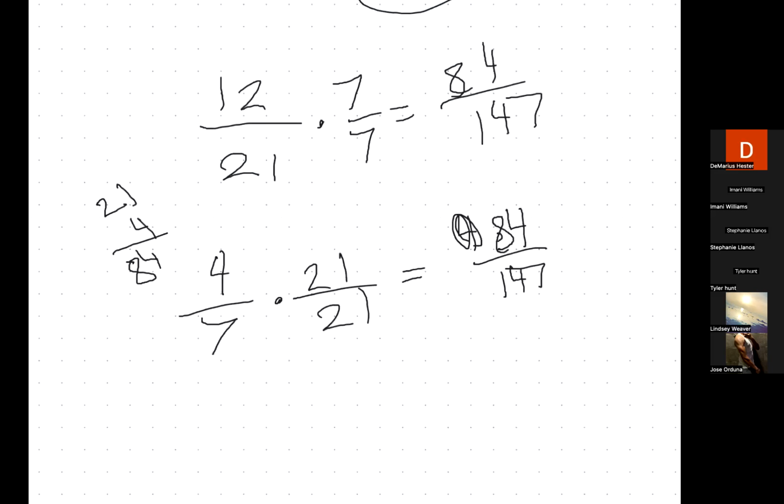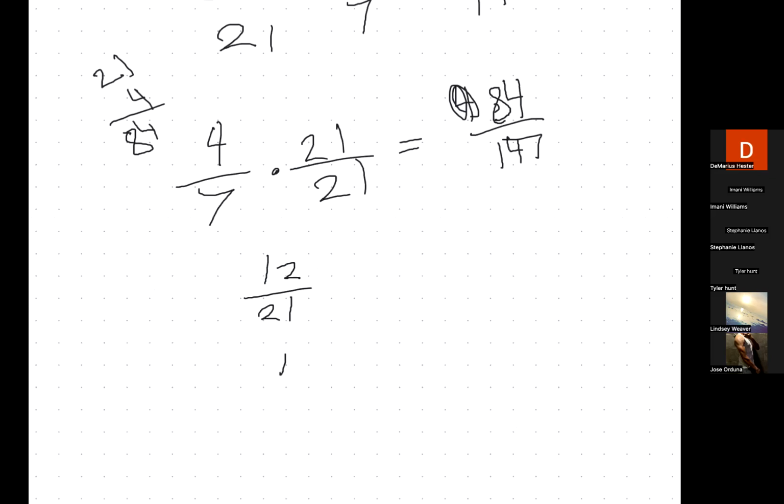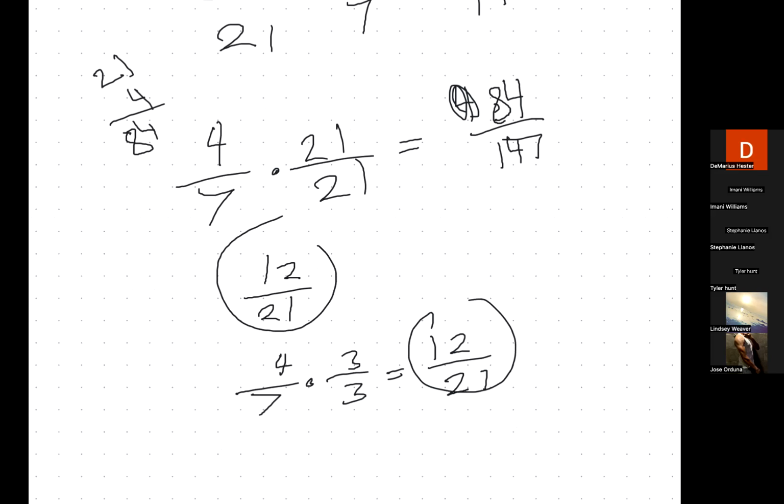Another way you can do this is 12 over 21. No problem, Jose. Good to see you. 4 over 7. You can just multiply this one by 3 over 3, and then that gives you 12 over 21. And so they're actually the same number, you see. They're equal to each other.